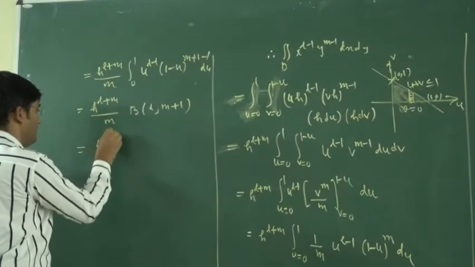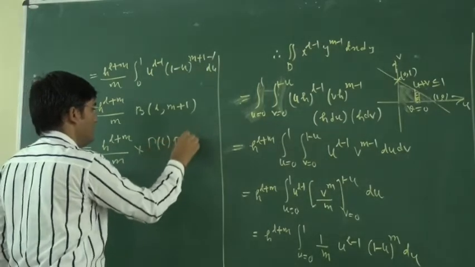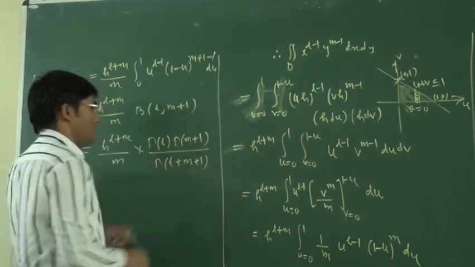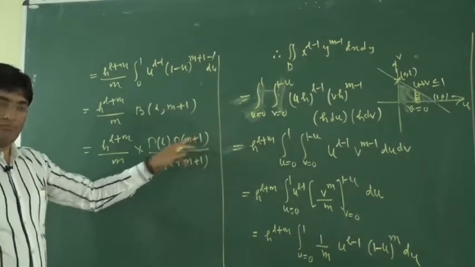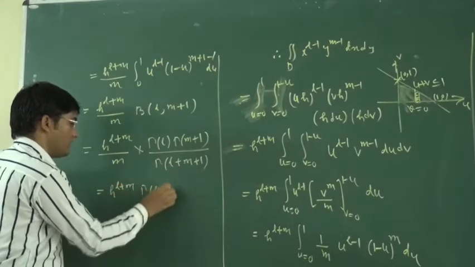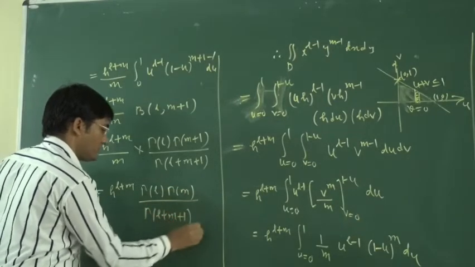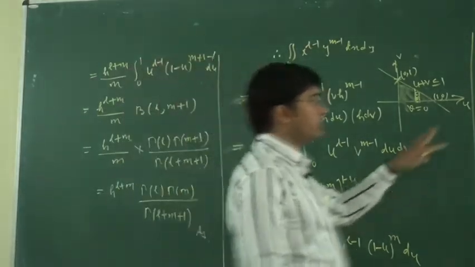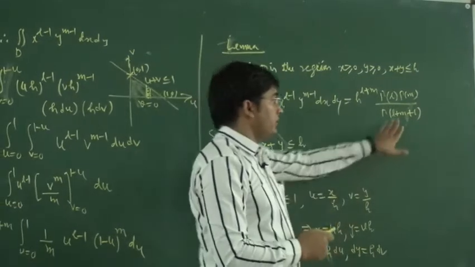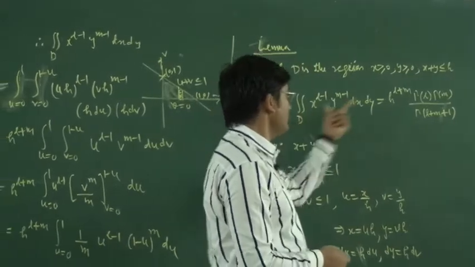And here we have this beta l comma m as gamma l into gamma m upon gamma l plus m plus 1. Now your gamma m plus 1 is m gamma m, so this m will get cancelled. So we have h power l plus m, gamma l into gamma m upon gamma l plus m plus 1. So this is your solution for this double integral. Here we will have gamma l plus m plus 1.